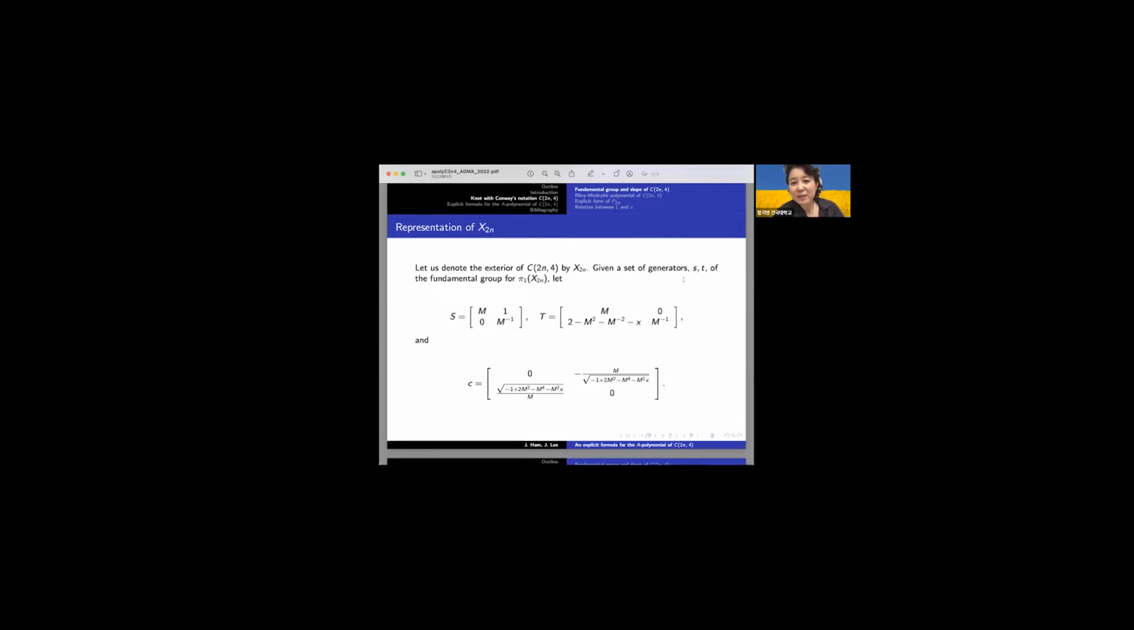Then, given a set of generators s, t of the fundamental group π1(X_2n), let S be the image of s and T be the image of t, and the entries are M, 1, 0, M^{-1}, and M, 0, 2 - M^2 - M^{-2} - x, and M^{-1}. And C here is somehow the matrix having trace 0.